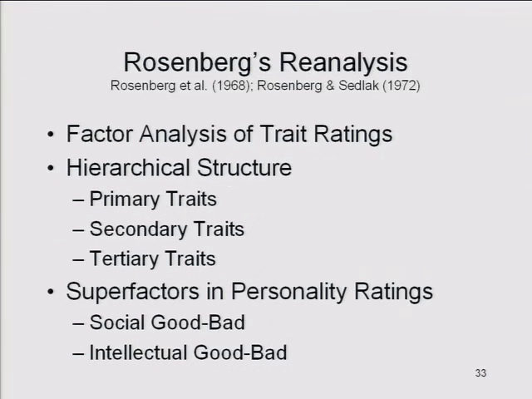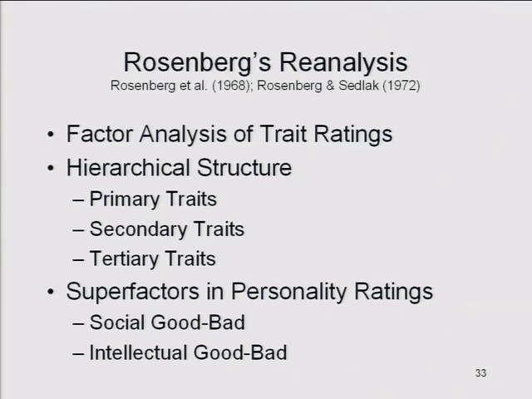Rosenberg had more computational power available to him in the late 60s and early 70s than Wishner had in the late 50s and early 60s, and he began to look at this problem over again. What Rosenberg did was to employ a variant on the correlation coefficient known as factor analysis. You don't have to know the details of factor analysis. If you want to know the details, there's some information on that in the lecture supplements.